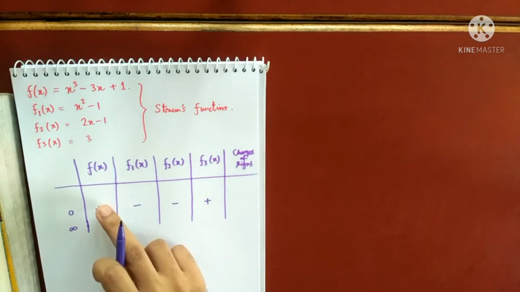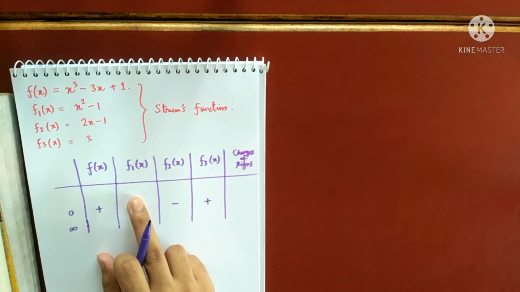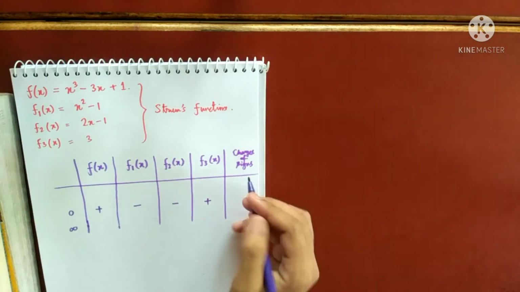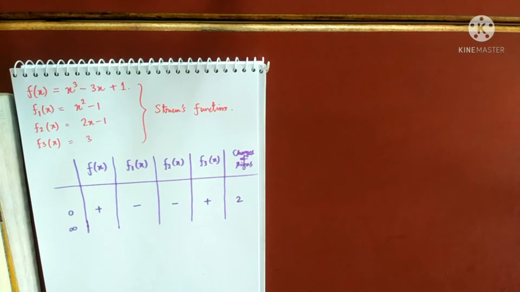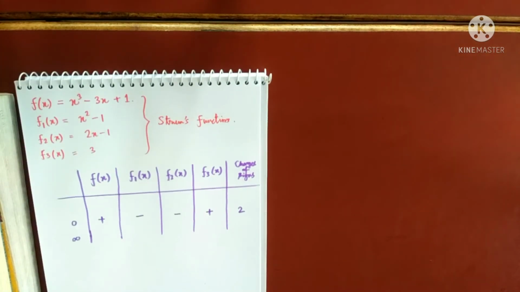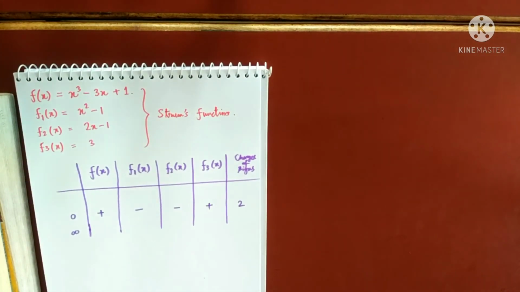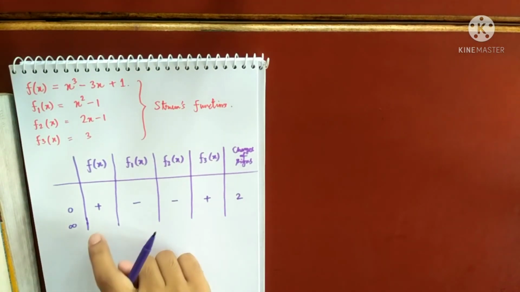Okay. So what are the changes in sign? One change in sign, no change in sign, but again one more. What are the changes in sign? 2 is the number of changes in sign. So did you understand this step? So now we see the changes in sign.